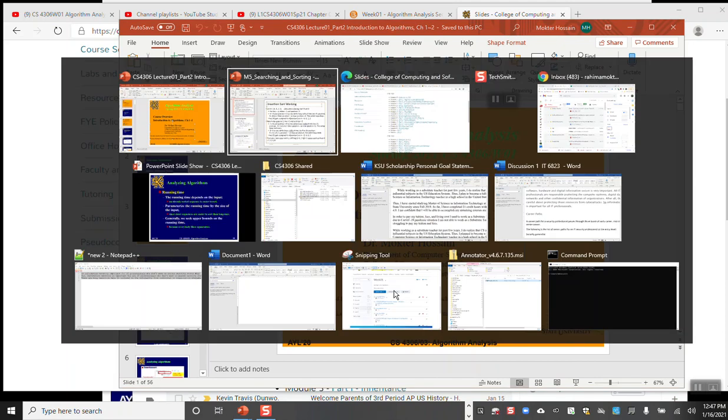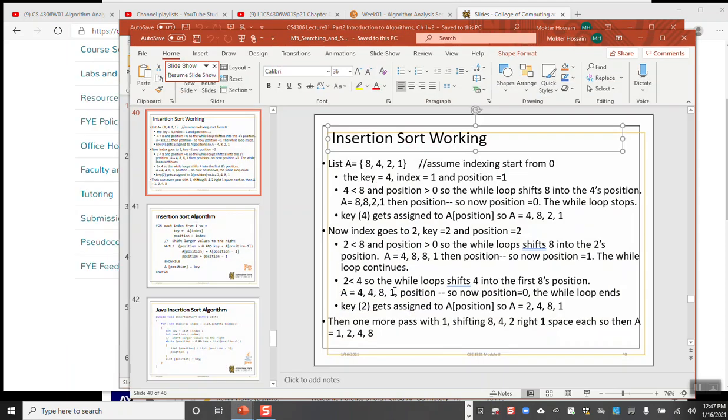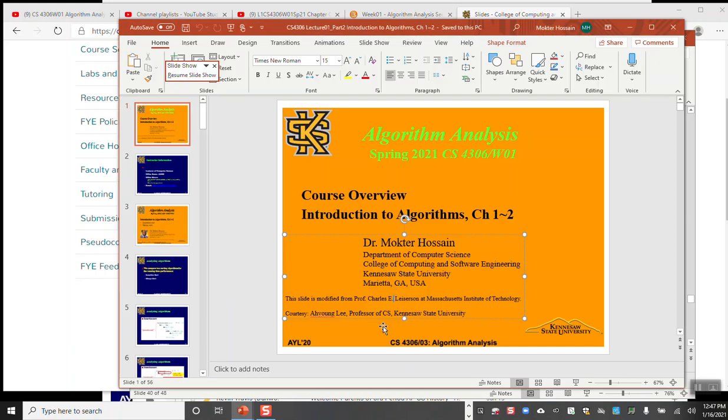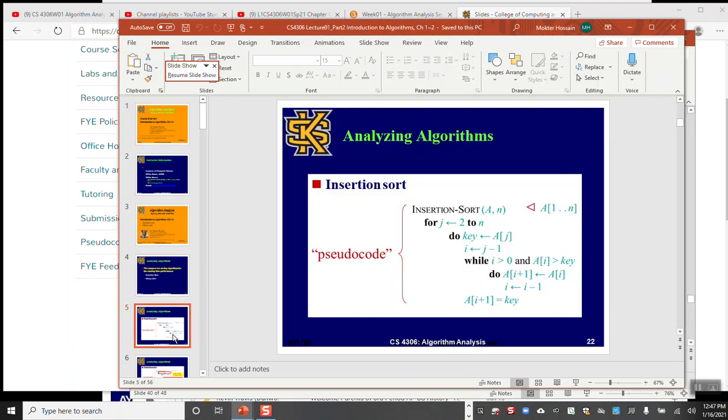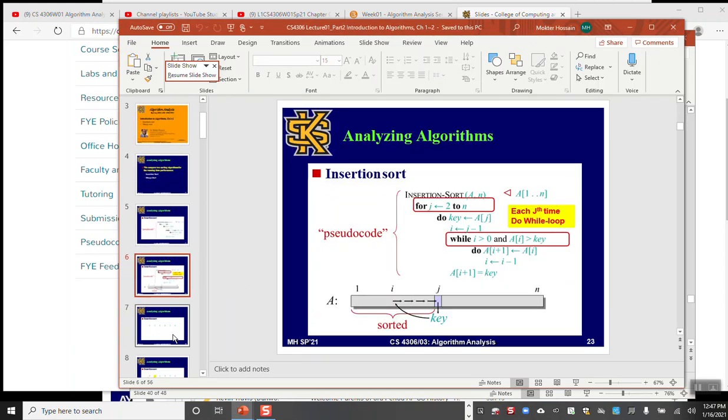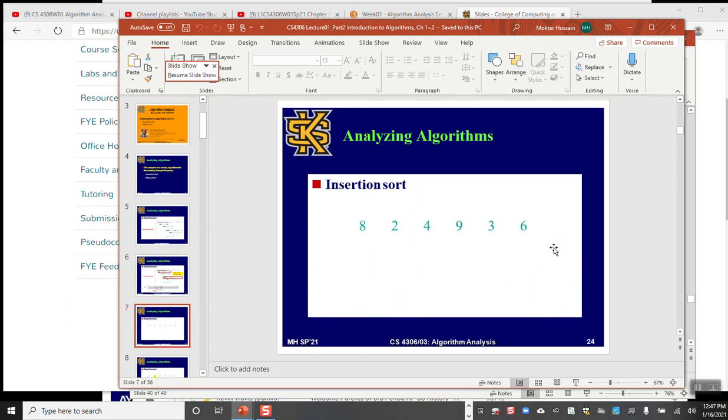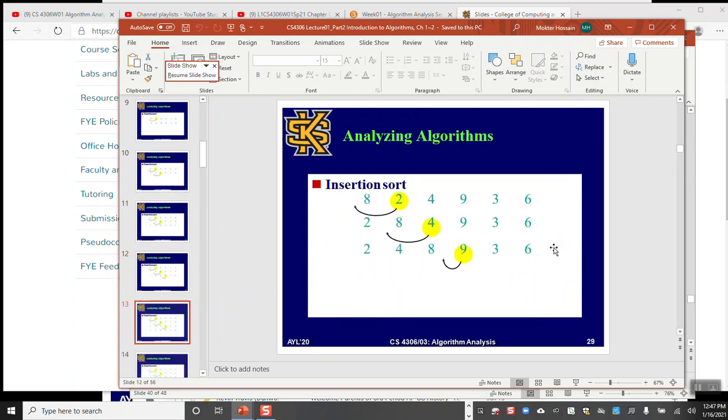What did I leave? Okay, they are shown over here. So now what is our goal? We want to analyze this algorithm.